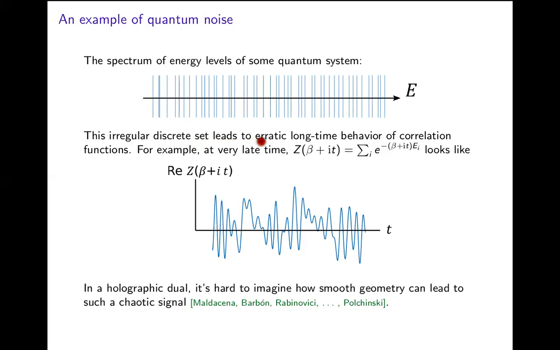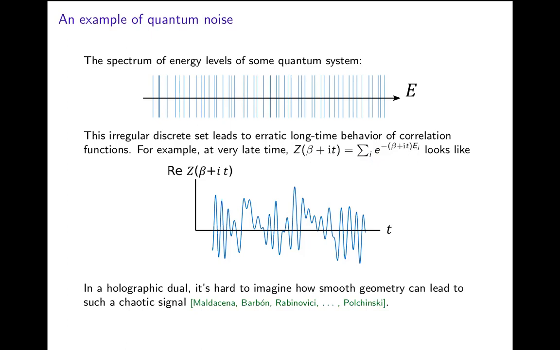It leads to erratic, long-time behavior of correlation functions. So for example, let's take this thermal partition function that we were discussing before. It's the trace of e to the minus the argument times the Hamiltonian. And let's study it for complex values of the argument. So take it to be beta plus it and study it as a function of t. That's a sum over all the energy eigenvalues of this exponential here, and it oscillates in time. It's a sum of oscillating phases.